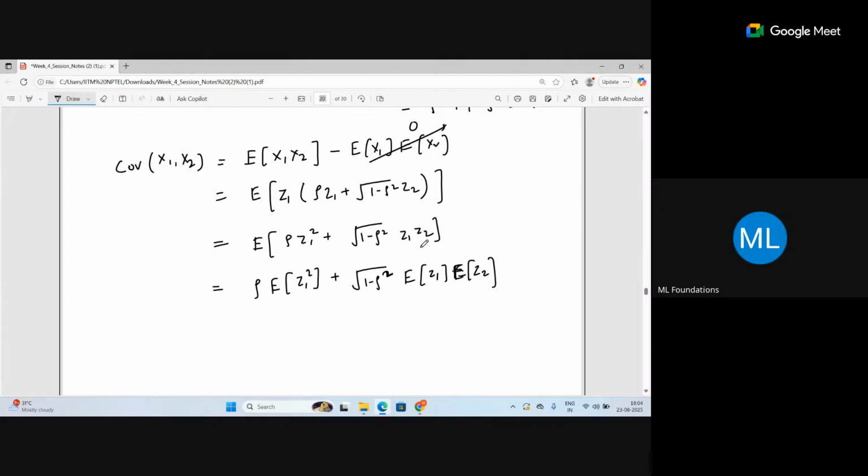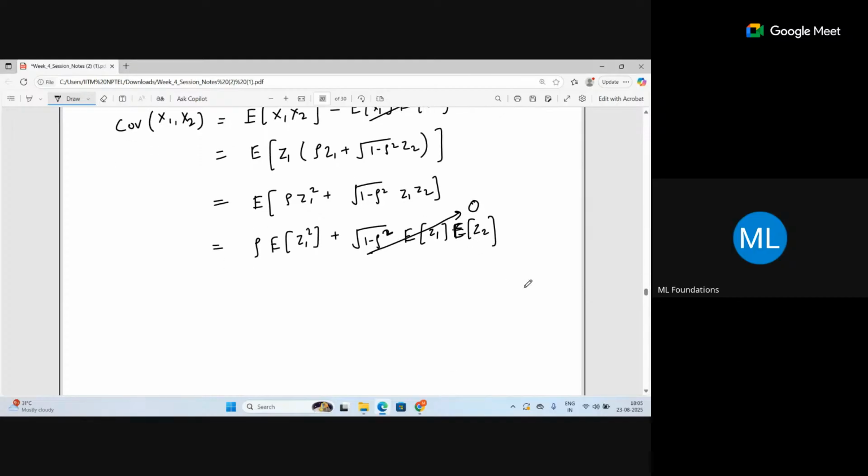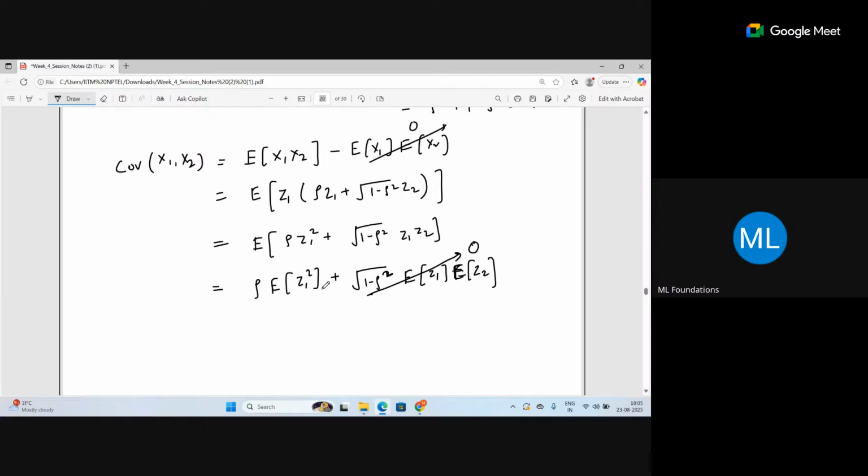Is that fine? Yes. So now the expectation of z1 and the expectation of z2, both of them are 0. So this is going to be 0, right? Fine. Now what about this part? Rho times the expectation of z1 square. Is this going to be 0 or not?